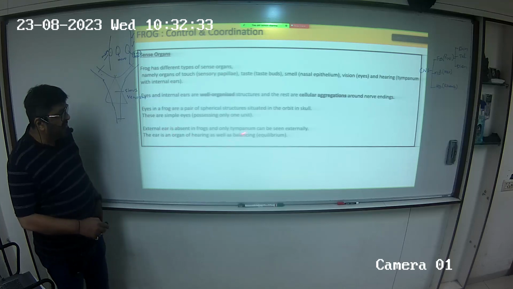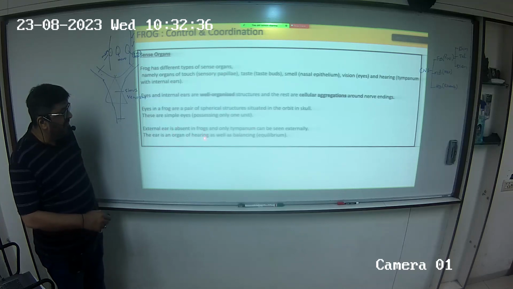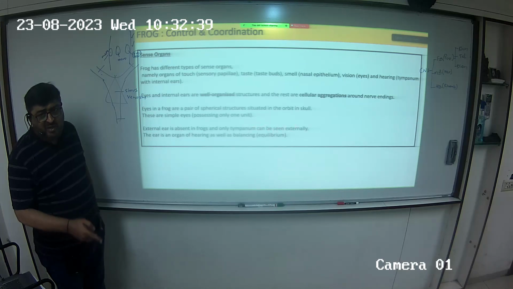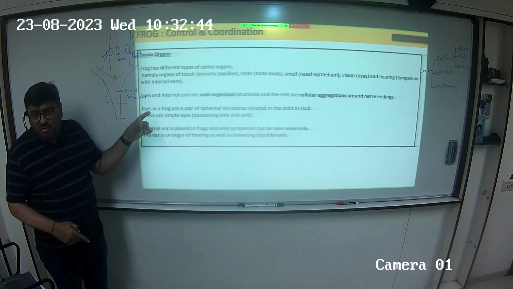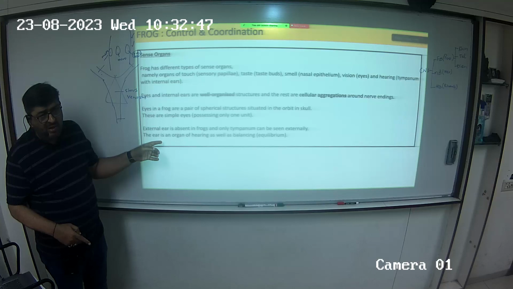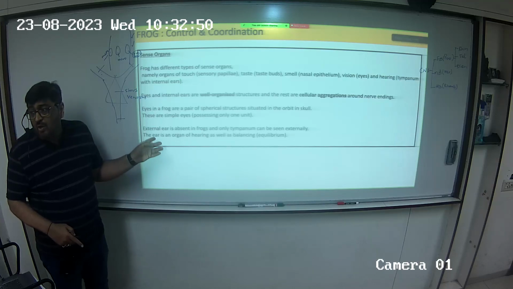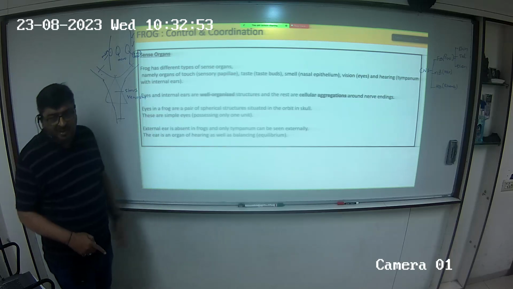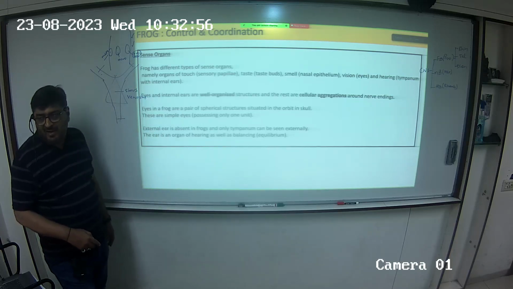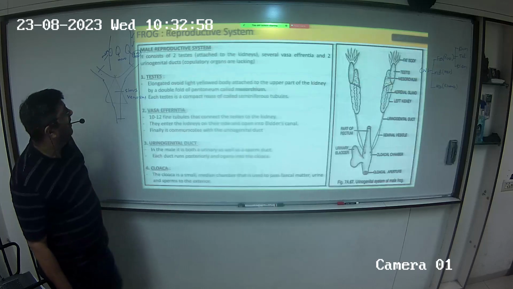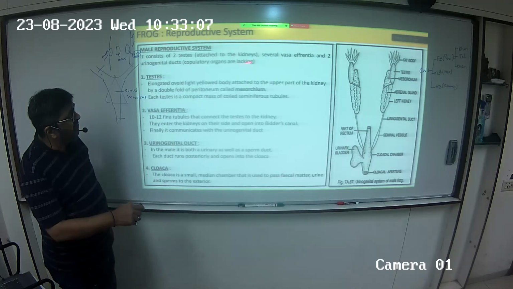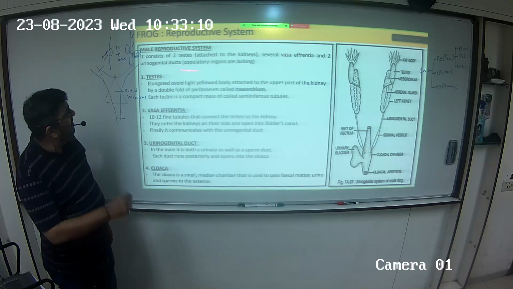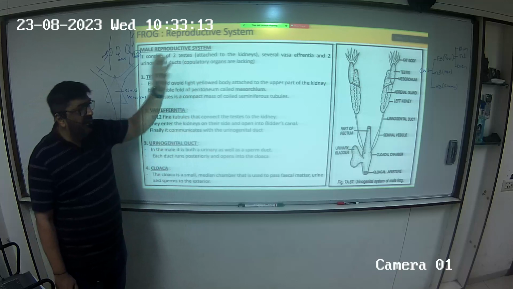External ear is absent in frogs, only tympanum can be seen. The ear is an organ of hearing as well as balancing. Hearing is there, balancing is there, everything will come in it. Your vestibule, cochlea, semicircular canals, then your organ of Corti, right? Everything. Male reproductive system, we highlighted a little bit of the male reproductive system, consists of 2 testes attached to the kidneys, several vasa efferentia and 2 urinogenital ducts. Copulatory organs are lacking.